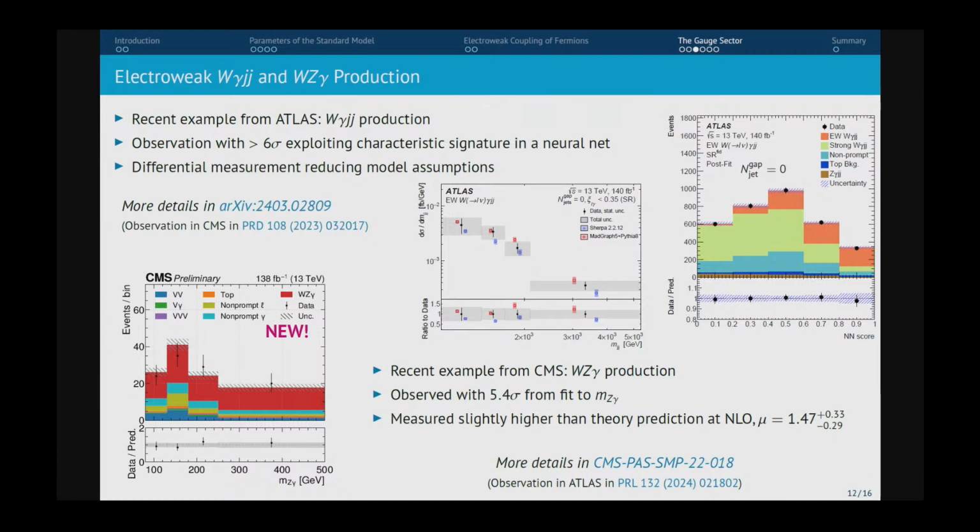CMS has published for ICHEP a measurement of WZ gamma production. It's an observation from a fit to the Z gamma invariant mass. The measurement is slightly high compared to the theory prediction. As said, I don't think we have a very consistent picture yet of how well these measurements agree.